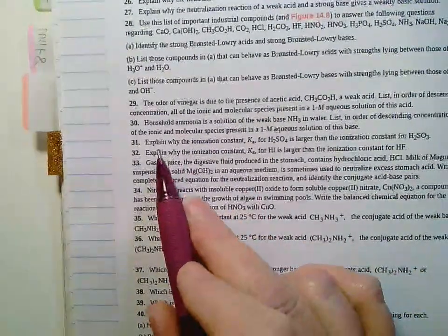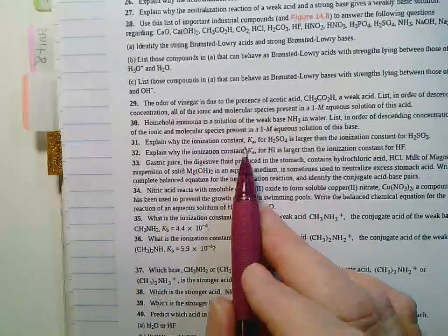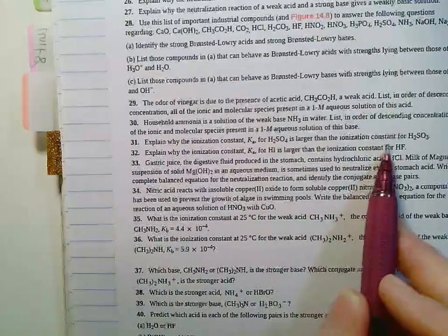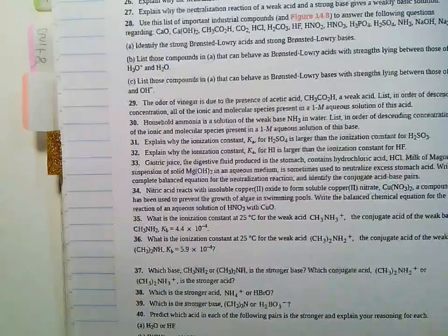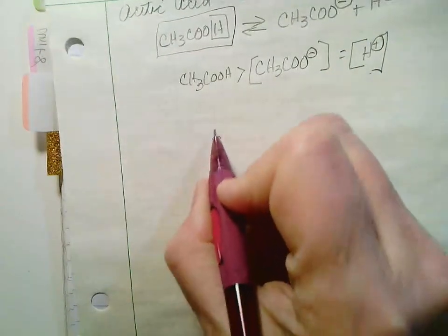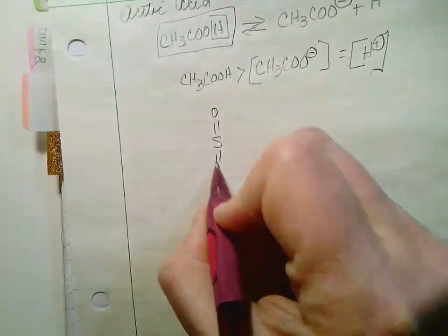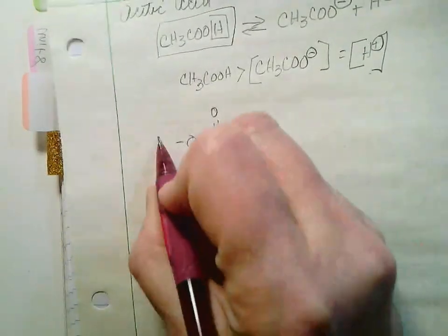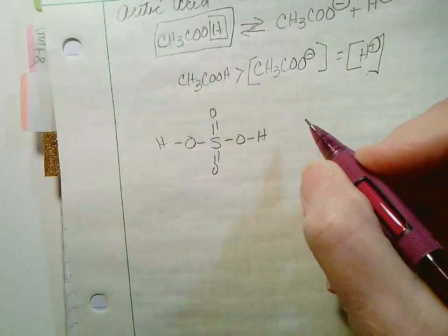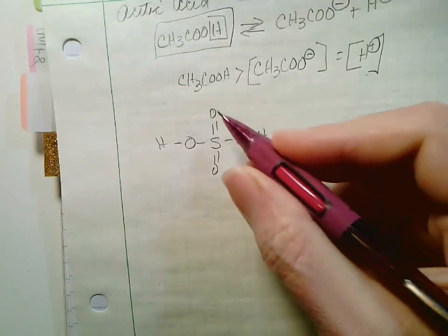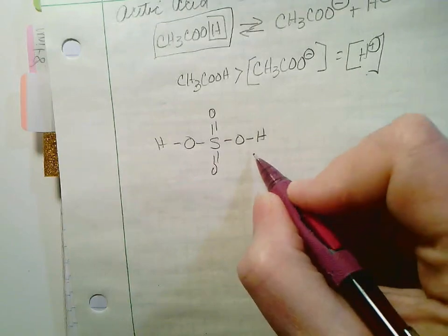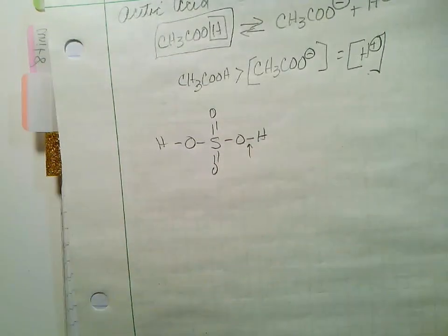Like 31, it says explain why the ionization constant Ka for sulfuric acid is larger than the ionization constant for sulfurous acid. So now we're going to look at structure. And you should be able to draw these structures. If you can't, that's something else that I can review with you. This is the Lewis structure for sulfuric acid. And if we look at acid strength, we're looking at how strong this bond is.